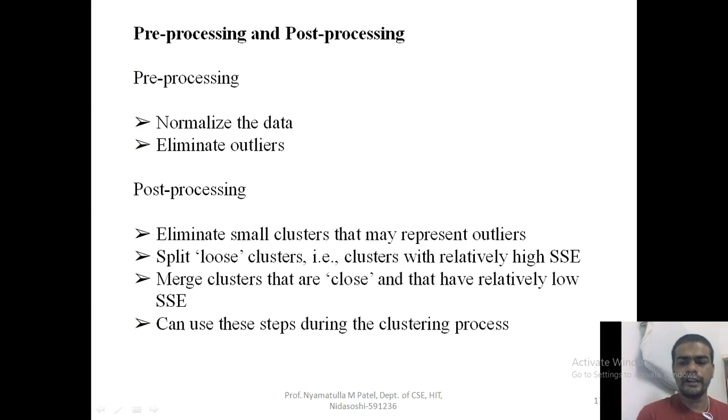Next, what we need to do. Before applying the k-means clustering algorithm, we need to perform two operations that we call pre-processing and post-processing. In pre-processing, we normalize the data and eliminate the outliers. So before I apply the k-means clustering algorithm, the first thing I need to do is normalize the data. The second is to eliminate the outliers, eliminate the noise.